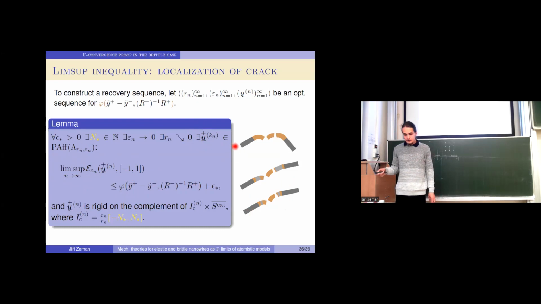And this is done in 3 steps. It's the most technical part of the whole work, but basically we first rigidify some portions of these yn that we would obtain as optimal sequences for the cell formula, and then we just telescopically shift them so that there is only a small number of cracked slices.